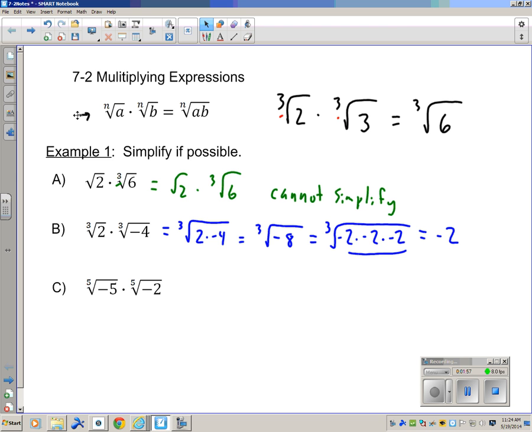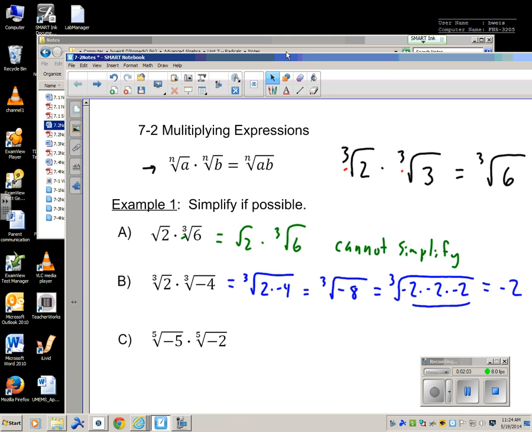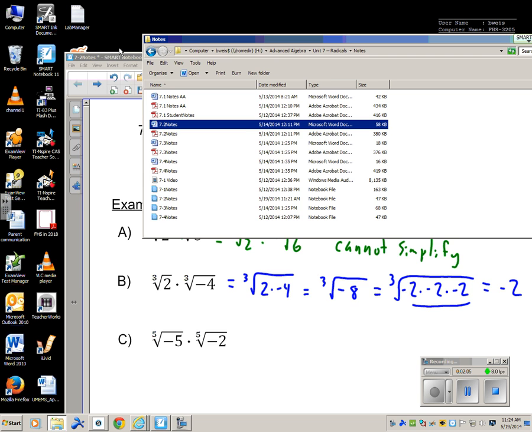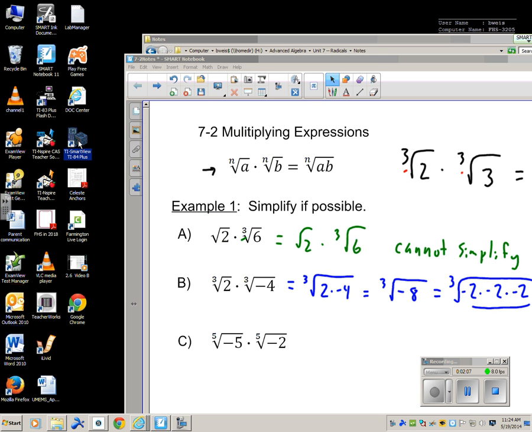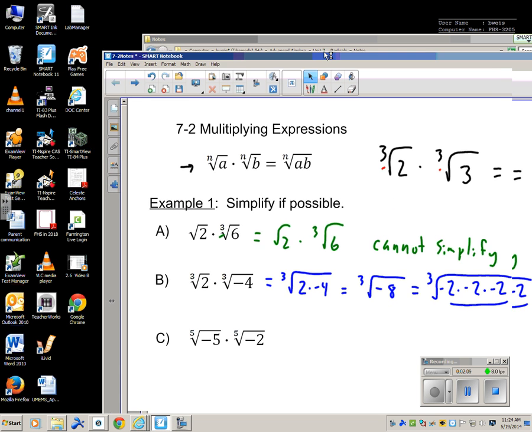I'll go down there and do letter C, and then I'll come back and we'll look at that one together, because while we're working on the last one I want to pull out the calculator and show you where the cube root button is.